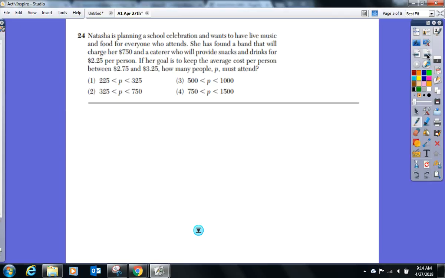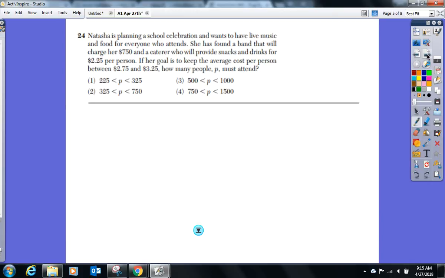Little Natasha, little school celebration. She's going to have a little live music with the band. Nice. That's $750. That's an expensive band. And a little caterer, snacks and drinks. That's cute. $2.25 a person. She wants to keep her average cost to $2.75 to $3.25. How many people must attend?